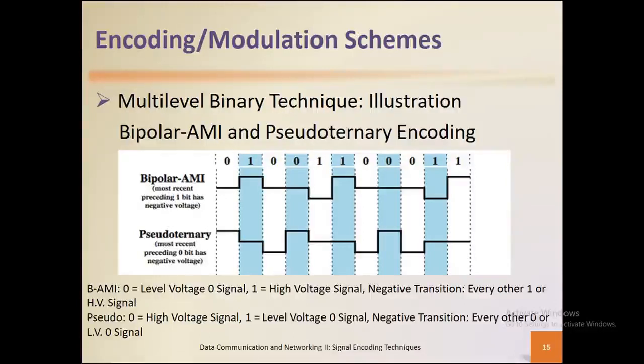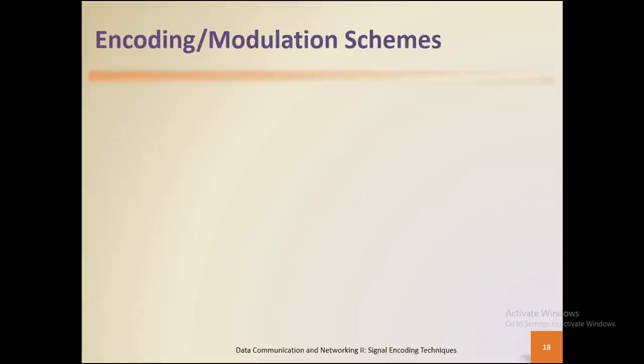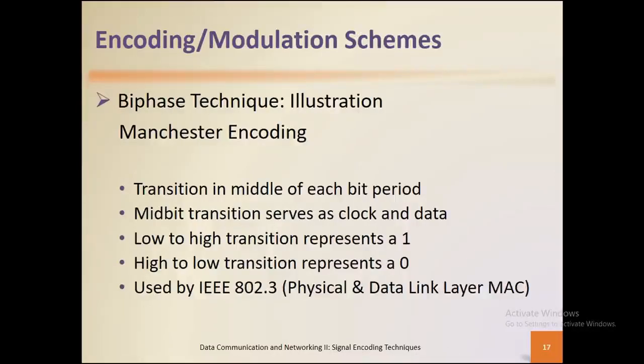So now we're moving on to the fourth grouping, which is the biphase. The biphase technique uses two other techniques: the Manchester encoding and differential Manchester. This is actually the most widely used technique for data transmission. It's very, very efficient in terms of signal synchronization at the clocking level.